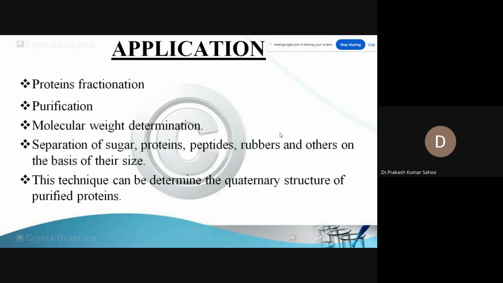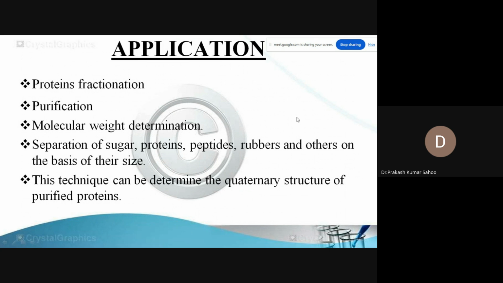And these are the applications of gel filtration chromatography, or size exclusion chromatography, or gel filtration chromatography. The applications are protein fractionation, purification, molecular weight determination, separation of sugars, proteins, peptides, rubbers and others on the basis of their size. This technique can be used to determine the quaternary structure of purified proteins.